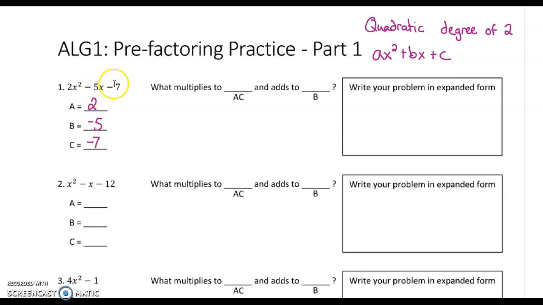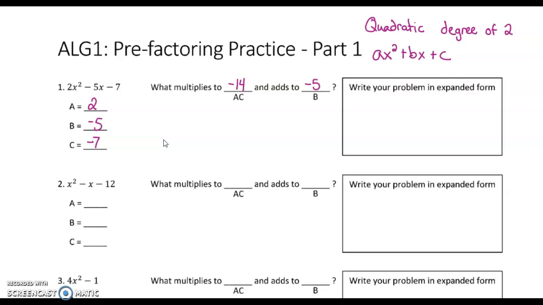Now it asks, what multiplies to AC? So they're saying A times C. A is 2, C is negative 7. 2 times negative 7 is negative 14. So you're looking for what multiplies to negative 14 and adds to your B value. Your B value is negative 5.